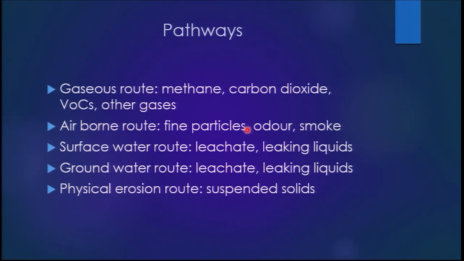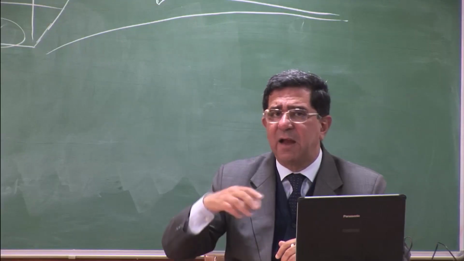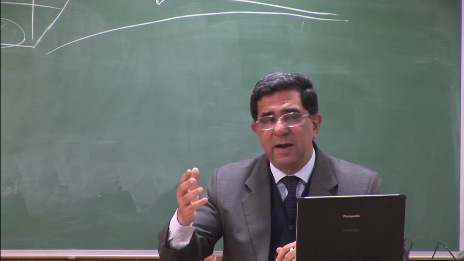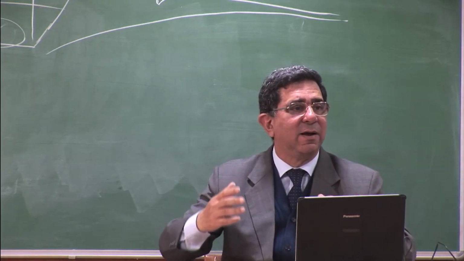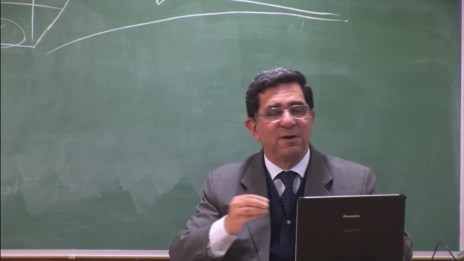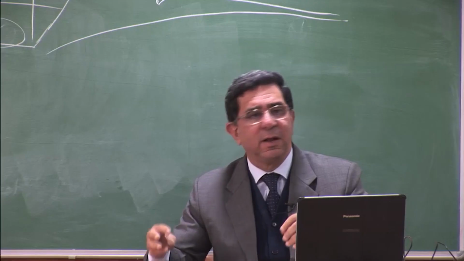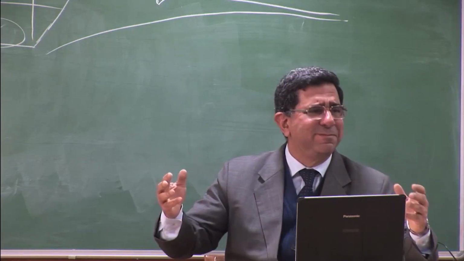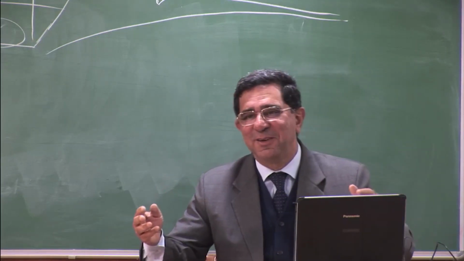So if you are living nearby one of these, occasionally in the dry months, you will find that the color of your building is changing. Because why? Because the ash from the ash pond or the dust is coming and depositing over your building. God is kind, monsoons will come and it will wash away.